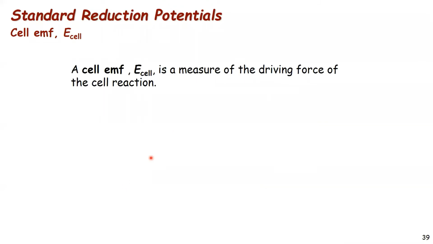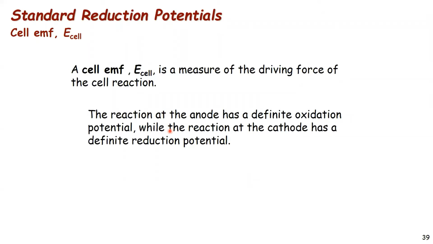Okay, so the cell EMF, again, is a measure of the driving force of the cell reaction. The reaction at the anode has a definite oxidation potential, while the reaction at the cathode has a definite reduction potential. In other words, each material has a very specific oxidation and reduction potential. I know that sounds weird, but every material can either be oxidized or reduced. It simply depends on what the other material is. If the other one has a higher potential, then it is probably going to be reduced. If the other material has a lower potential, then it's probably going to be oxidized. So it just depends on what those potentials are.